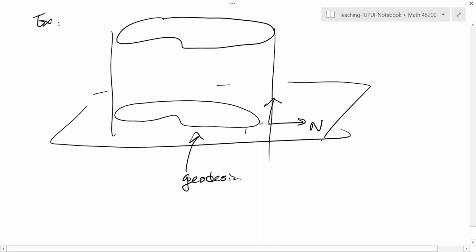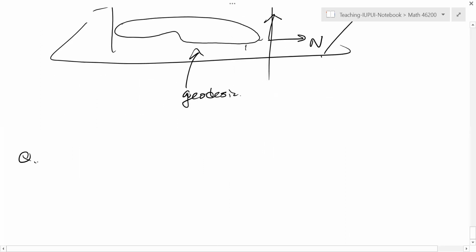The reason it's a geodesic is that it is the intersection of a plane and the surface, and the normal vector of the surface at that particular point is always perpendicular to the normal vector of the plane. So those are the easy observations to see the geodesics.